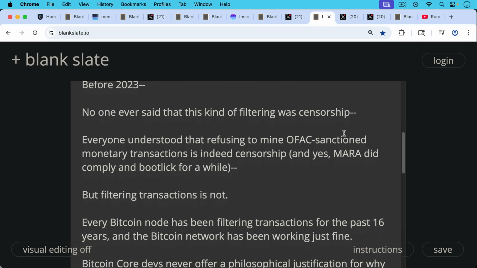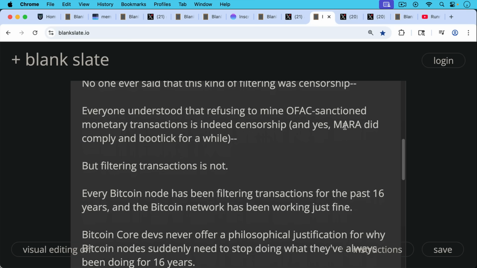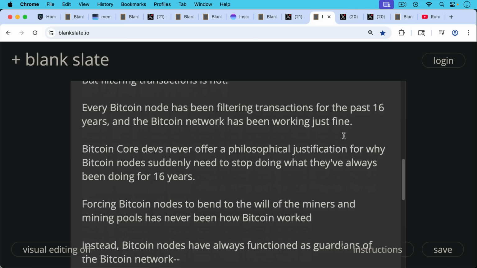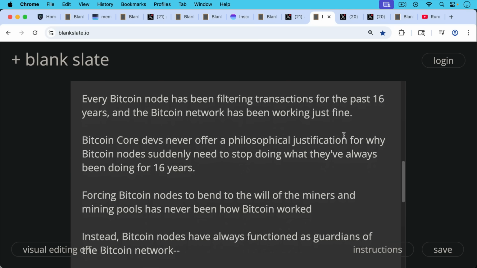Filtering transactions is not censorship, especially when every individual node is doing it. In fact, every Bitcoin node has been filtering transactions for the past 16 years. And the Bitcoin network, as we said, has been working just fine. Now, this is the thing. Bitcoin Core devs never offer a philosophical justification for why Bitcoin nodes suddenly need to stop doing what they've always been doing for 16 years.